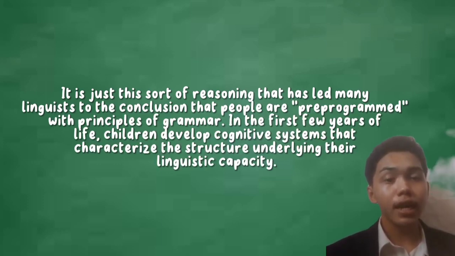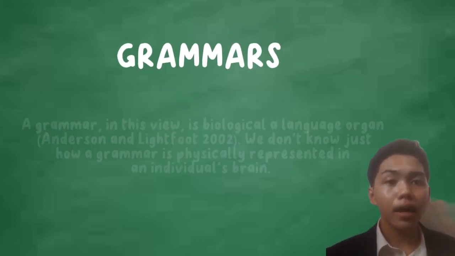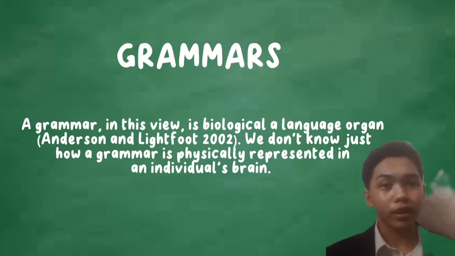So, applying the metaphor to the structure of sentences, it is just this sort of reasoning that has led many linguists to the conclusion that people are pre-programmed with principles of grammar. In the first few years of life, children develop cognitive systems that characterize the structure underlying their linguistic capacity. We call this system grammars. A grammar, in this view, is biological, a language organ (Anderson and Lightfoot, 2002).